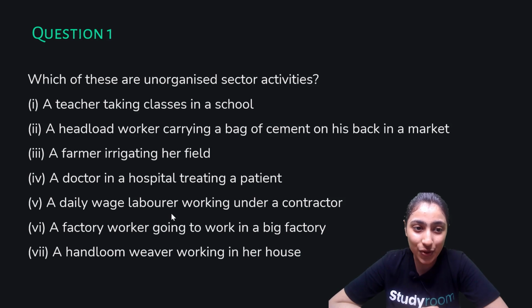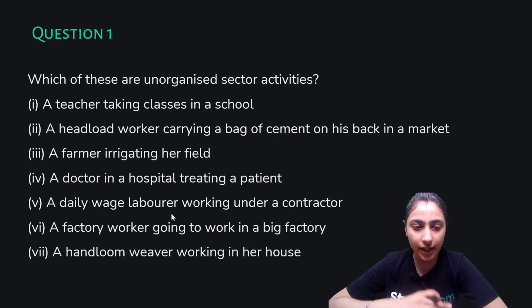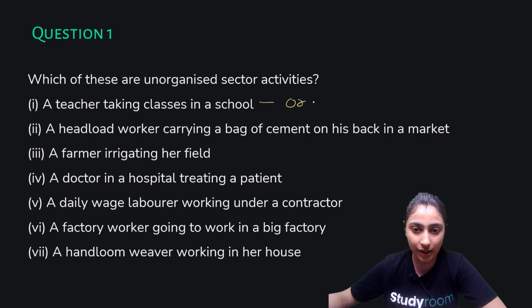Okay. Which of these are unorganized sector activities? What I'll do is I'll read all one by one and then I'll tell you the answer. The first is a teacher taking classes in a school. All of us know this is something that comes absolutely under organized. So this is not an example of unorganized. This one is organized. I'll be writing it.